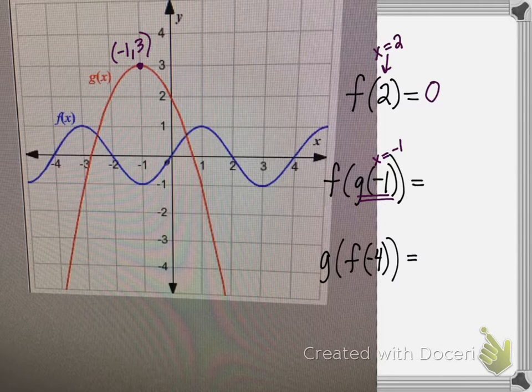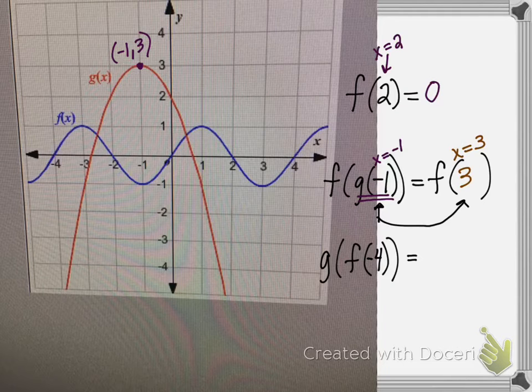So let's rewrite this with my answer of 3 on the inside of the parentheses now. So f of 3. F of 3 is saying when x is equal to 3, what's my output? We're only focusing on the blue function now. So if I go over to 3, right here, what is my output? My output would be -1. So my answer here is -1.